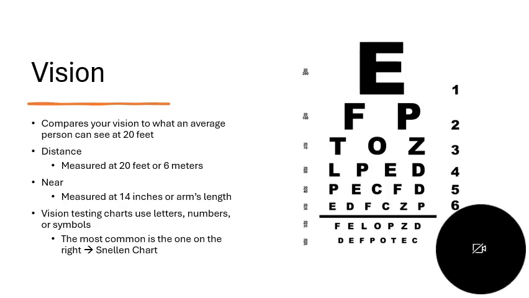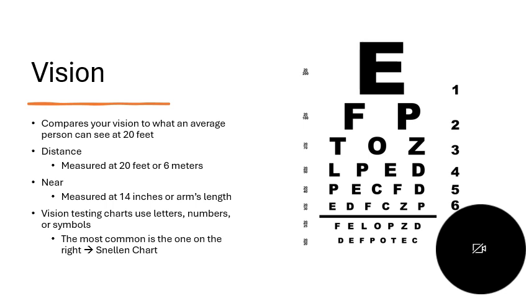Vision testing is done by comparing what the patient can see to what the average person can see standing at 20 feet or 6 meters. We have created a standardized chart of what the average person could see standing at 20 feet, 25 feet, 30 feet, 40 feet, 60 feet, 70 feet, 80 feet, 100 feet, 200 feet, 400 feet, and so on.